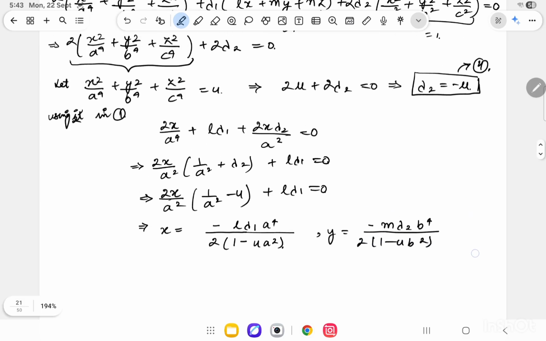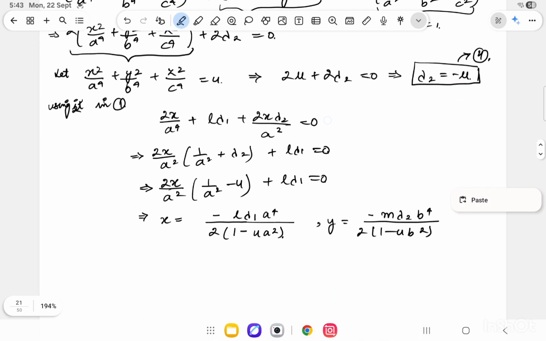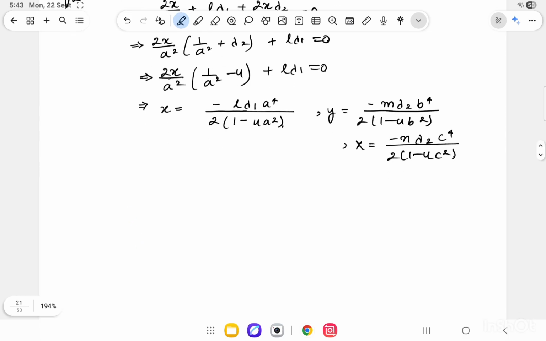You can just substitute this value of u in equation 2, or you can just observe the symmetry and write it directly. So z will be basically minus n lambda 2 c raised 4 divided by 2 into 1 minus u c square. So these are the basically values of x, y and z. Now we have a relation already with us that says that L of x plus my plus nz equals to 0. So we'll just substitute these values therein and see if we'll get some relation from there.